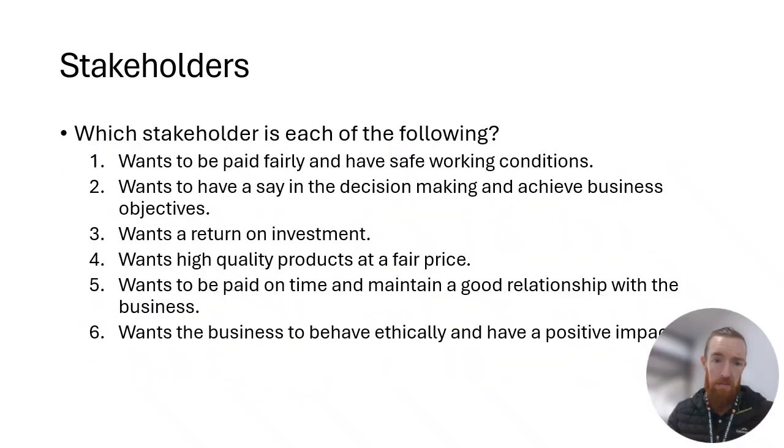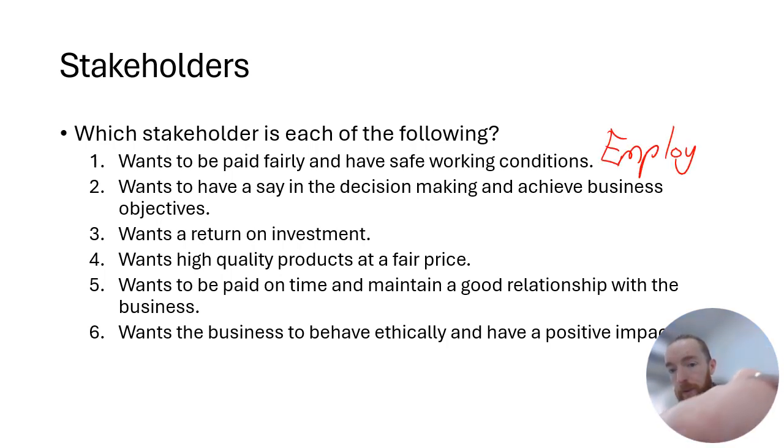Next, we've got stakeholders. So let's find out which stakeholder is each of the following. A stakeholder is someone who has a vested interest in the business, and we've got 6 different ones that are listed here. So someone who wants to be paid fairly and have safe working conditions, that is an employee. That is really important to know. They want to be paid fairly and have safe working conditions.